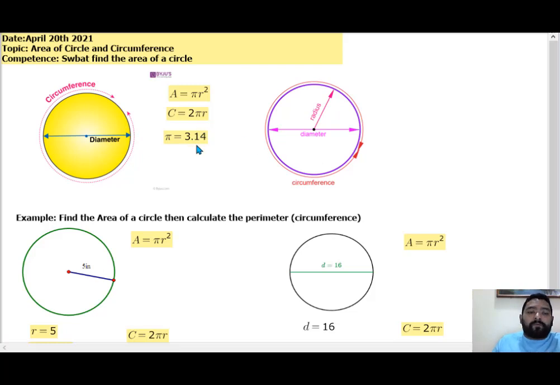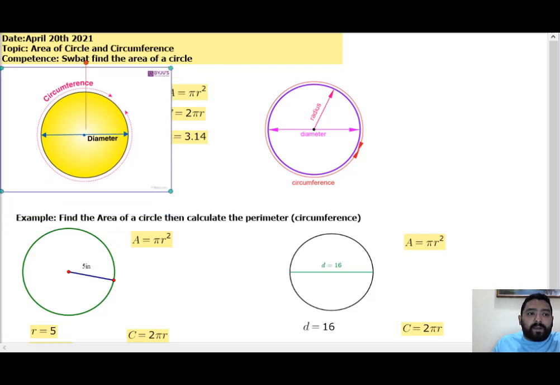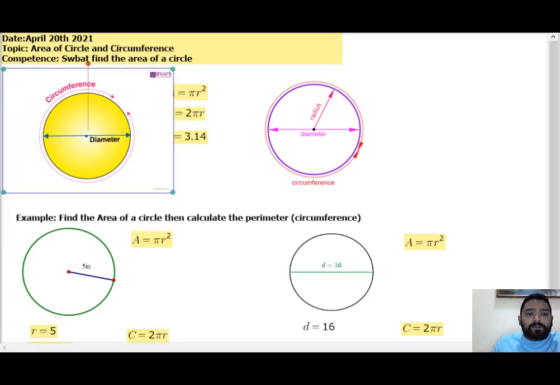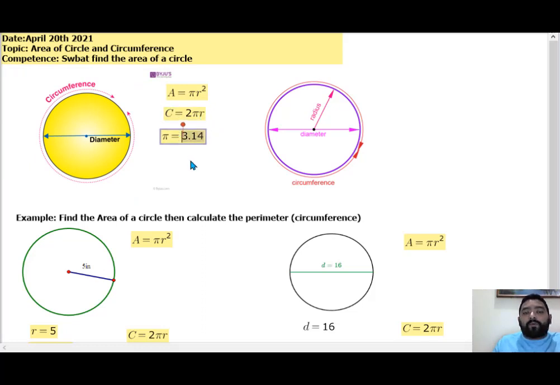So we will have three formulas. If you want to get the area, you use this formula: area is equal to pi times radius to the second power. If you want to get the circumference, or the perimeter, you use C equals 2 multiplied by pi multiplied by the radius. The value for pi, which is an irrational number, we approximate as 3.14.